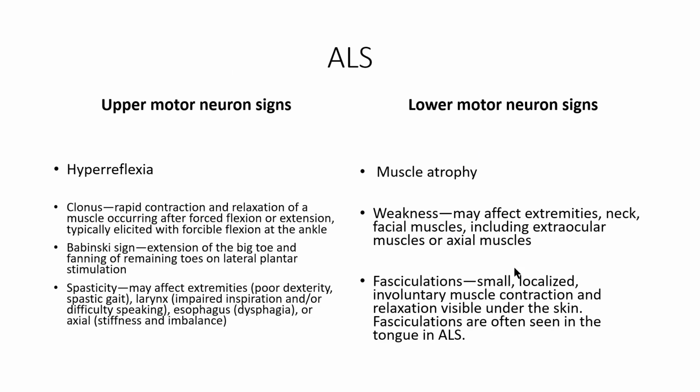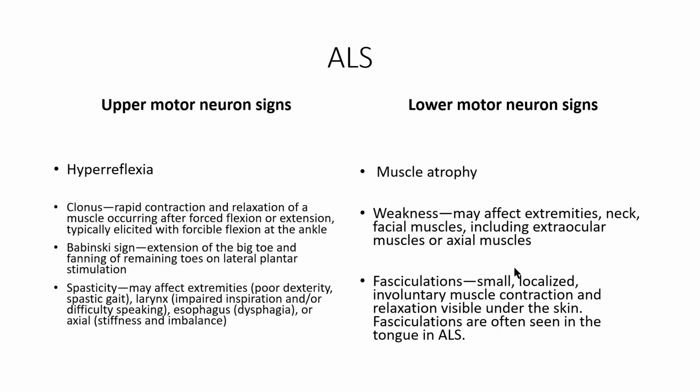If we think about presentation, we know that this is a disease that affects motor neurons, but there are upper and lower motor neuron signs. On the upper motor neuron side, we can see hyperreflexia. If you think of a correlate with spastic paralysis, this is going to be a kind of spastic weakness.